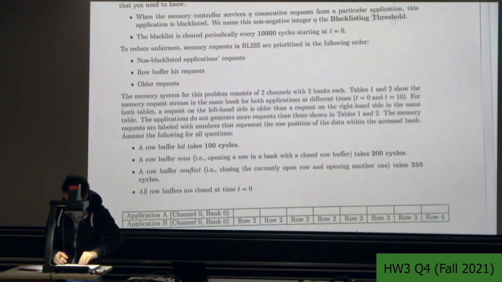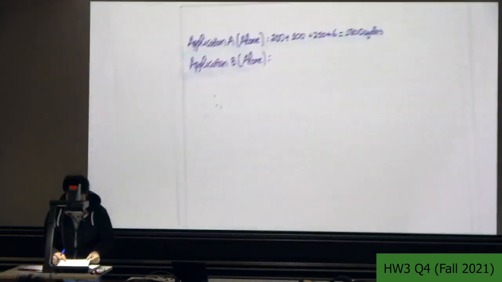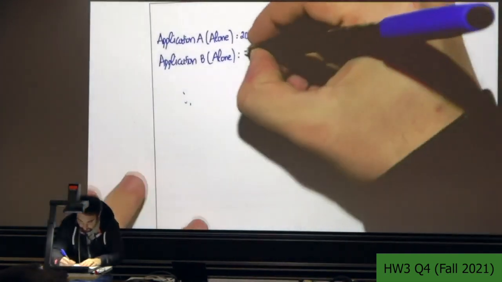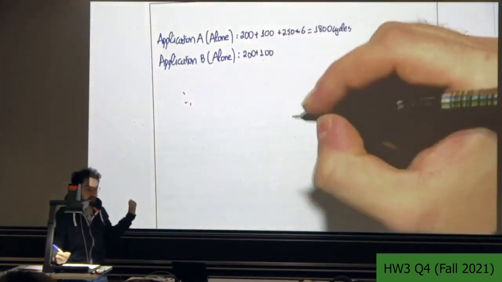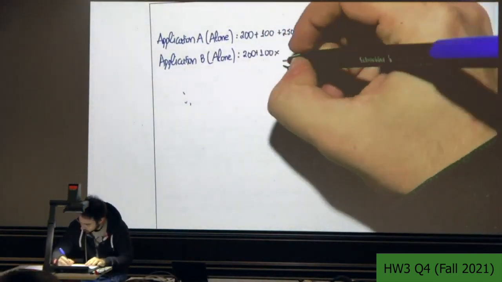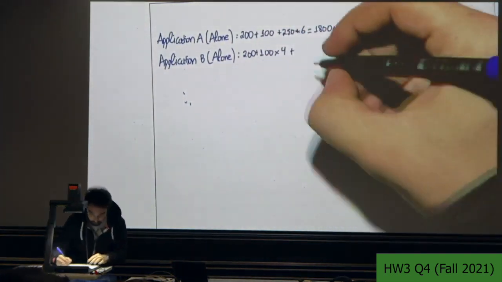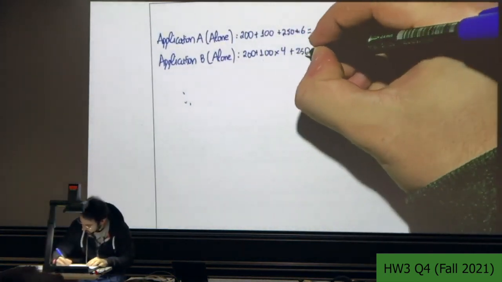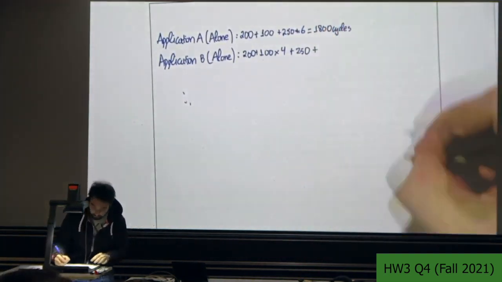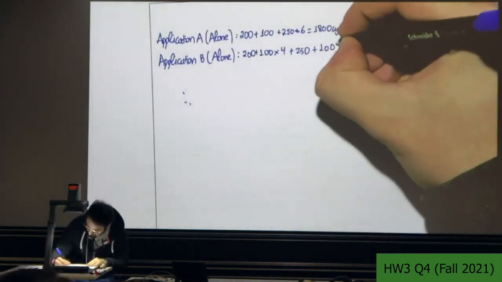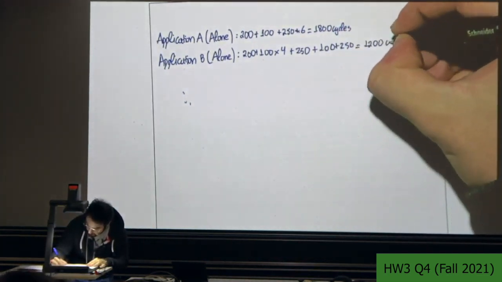So in this case, we have one miss, as I said. Then we have 4 hits. It was row 2. We have 4 hits. Then we have one conflict for B. Then we have one hit for 3, and then one more conflict for the last one, which is 1,200 cycles.